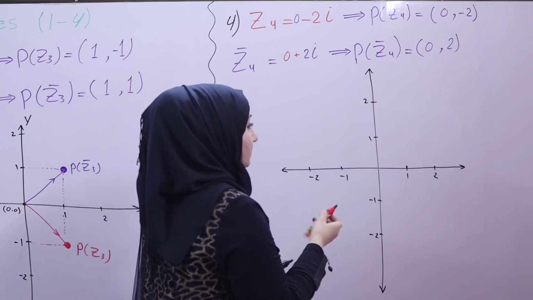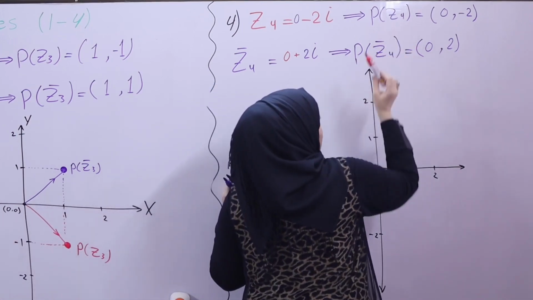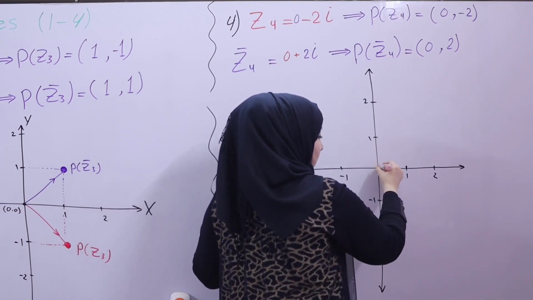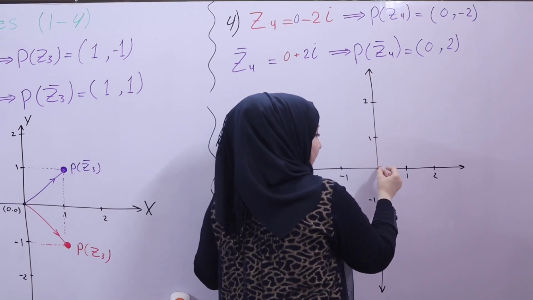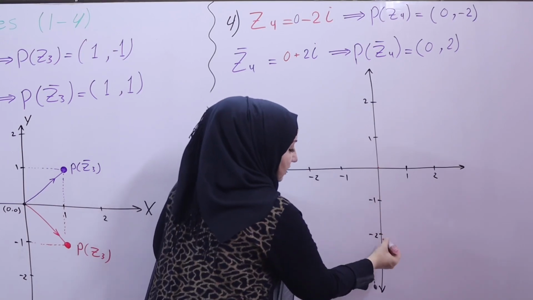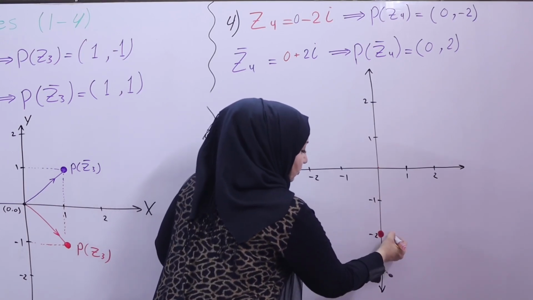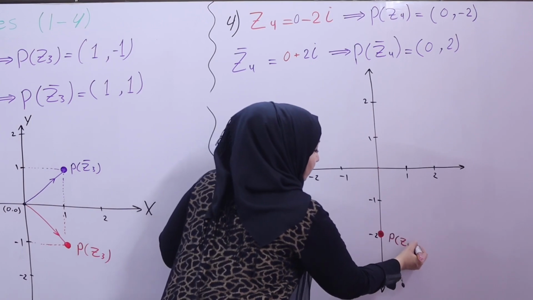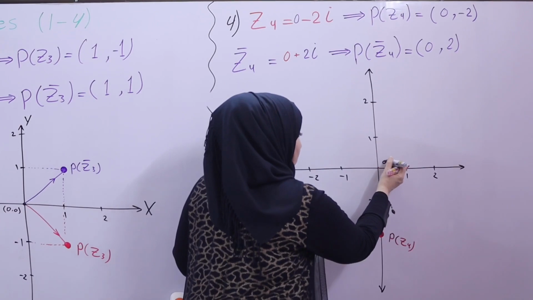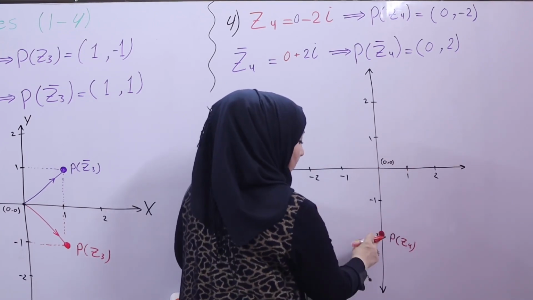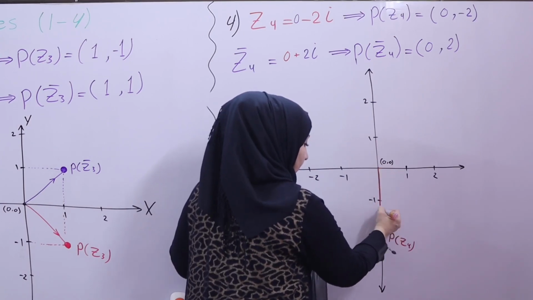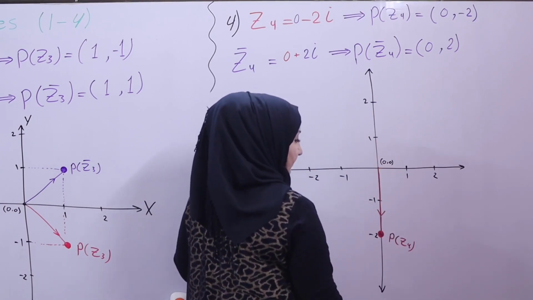So the first point which represents the complex number Z4: the x coordinate is 0, so I stay here. Since the x coordinate is 0, I stay here. The y coordinate is negative 2. So here is the point which represents Z4. So the Argand shape will be: we connect between the origin and the point which represents Z4. So this is the Argand shape for the complex number Z4.